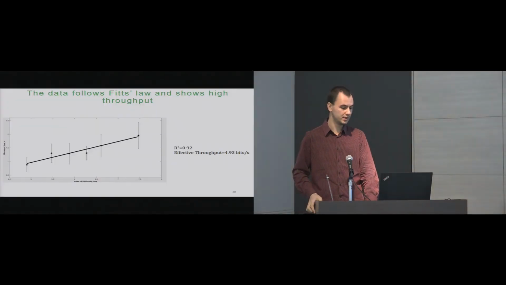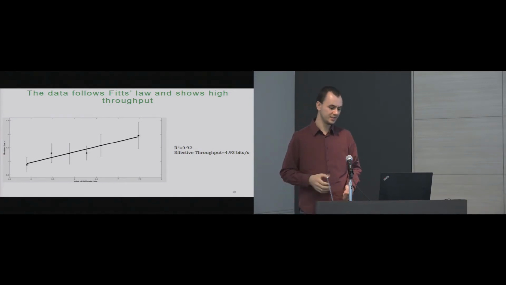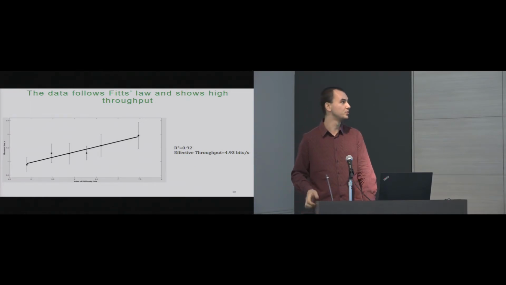What we found out is that pointing with levitated cursor behaves similarly to pointing with a mouse, and it follows Fitts' law model. The Fitts' law model has goodness of fit of 0.92, and the users achieved with the system effective throughput of 4.9 bits per second, which is comparable to mouse and is only slightly below uninstrumented pointing with the hand.